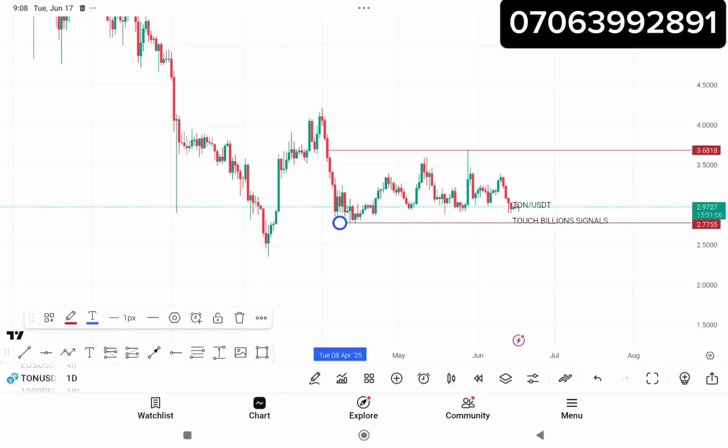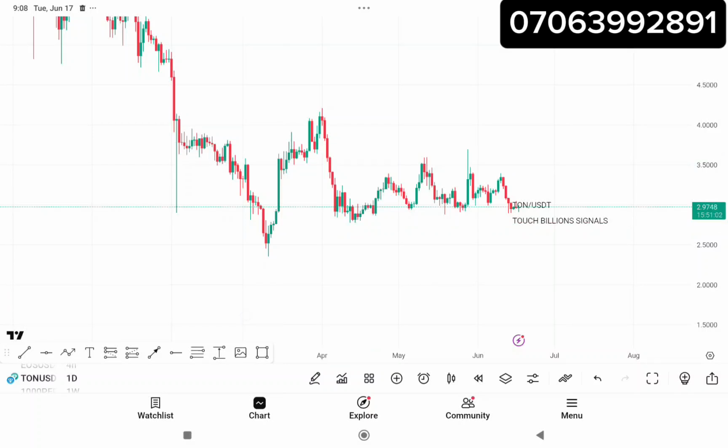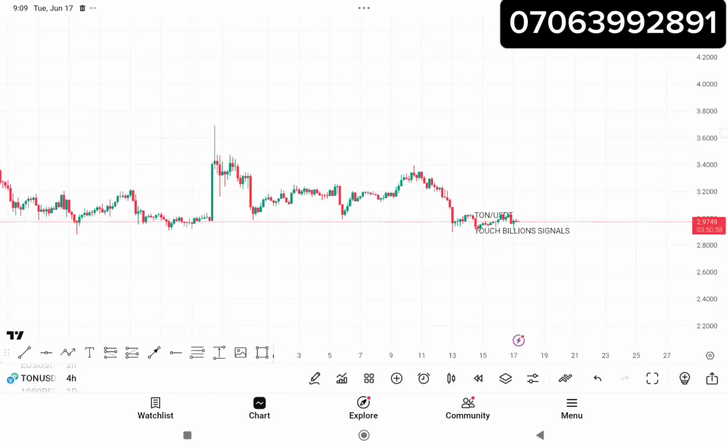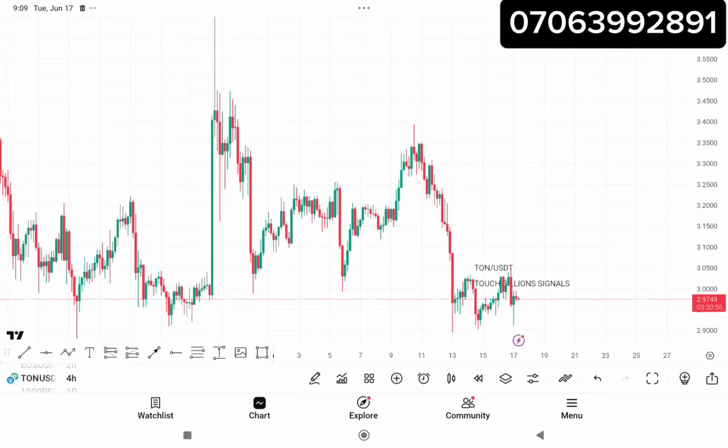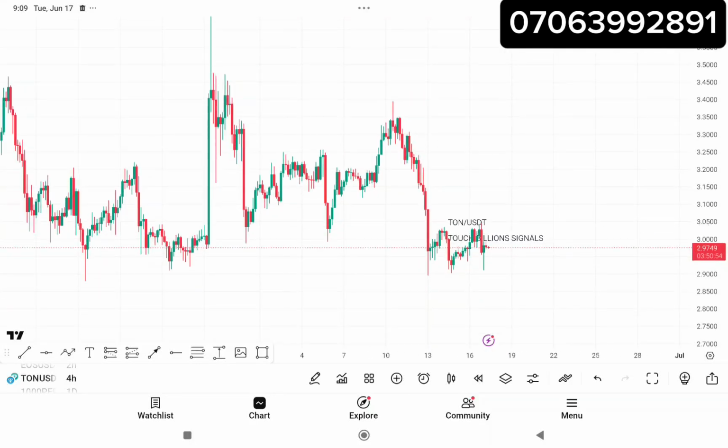But then the market actually changes at different levels. You understand? The market changes at different time frames. You get me? You may not see a particular thing in one time frame, but you can see something much clearer in another time frame.